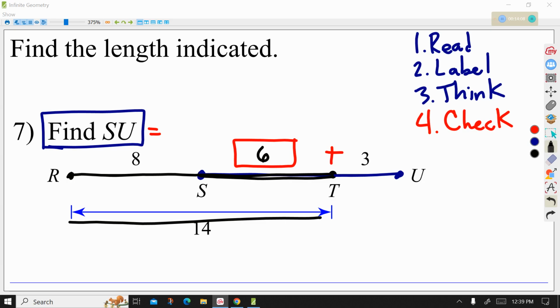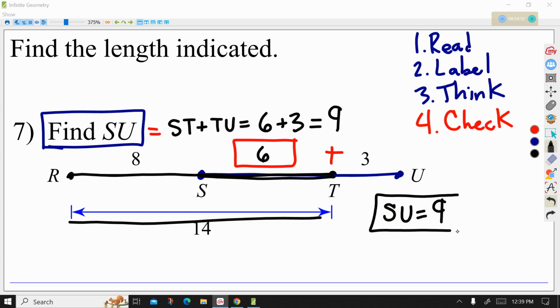Well, because this is 6 now, what is SU equal to? Well, SU is equal to ST plus TU, okay? And what's ST? ST is equal to 6. What's TU? 3. Okay. What's 6 plus 3? 9. Okay, so then that's the answer. That SU is equal to 9. So we could write it separately if we wanted, because that's the big idea. Okay, SU is 9.